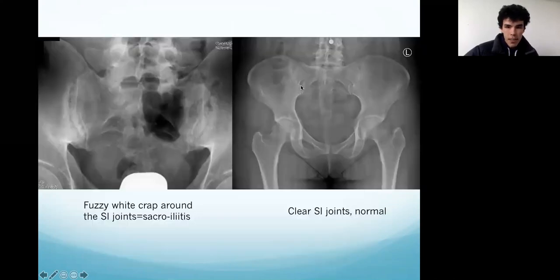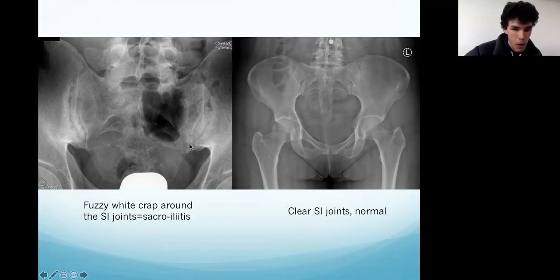Then sacroiliitis, so here you've got our normal spine, and you see all this nice space in here, whereas over here, all this fuzzy white stuff kind of at the edge of it. And that's what's going to make you think more along your sacroiliitis line.